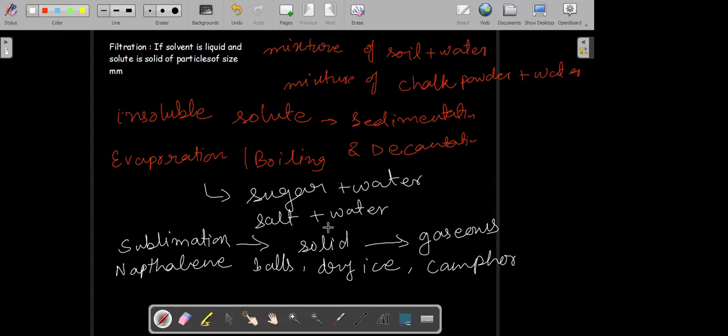Different substances can be separated out by the process of sublimation also. For example, a mixture of ammonium chloride and salt can be separated out by the process of sublimation. We'll see these examples. Just wait for 1 minute. I'm showing you the notes.